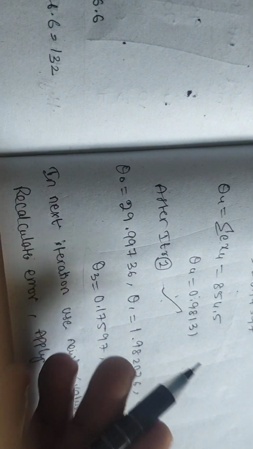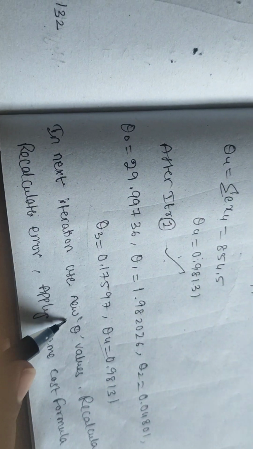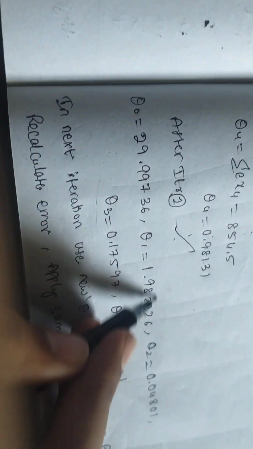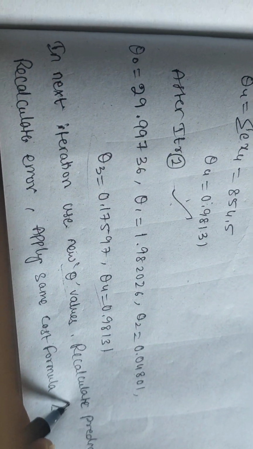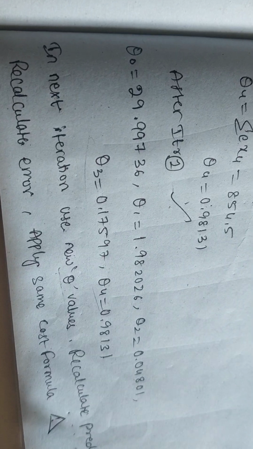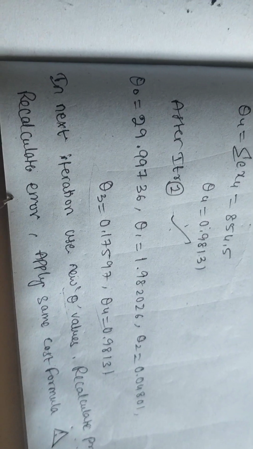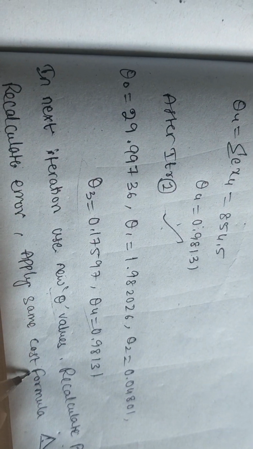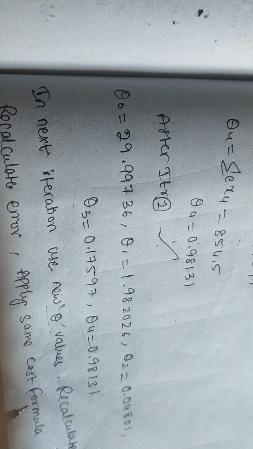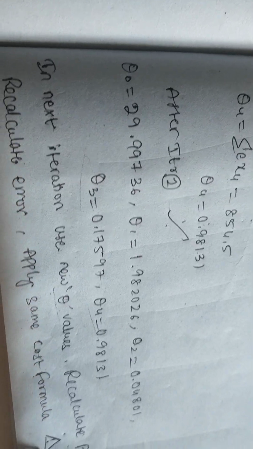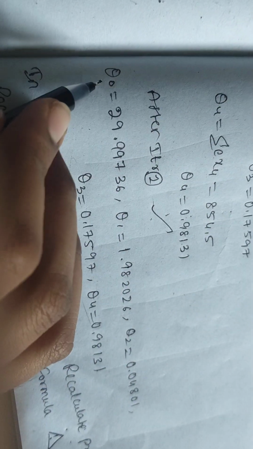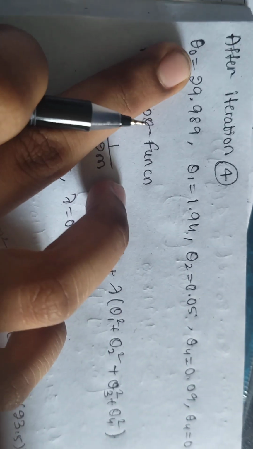For other iterations, you take these new theta values and recalculate the prediction, that means the y value. After getting the y value, you find the errors and apply the cost formula, right? Do you remember the cost formula? After finding that, you keep on updating until iteration 4. After iteration 4, you will have these theta values. These are the last, because here we have only 4 iterations.